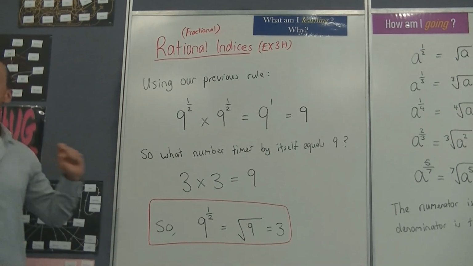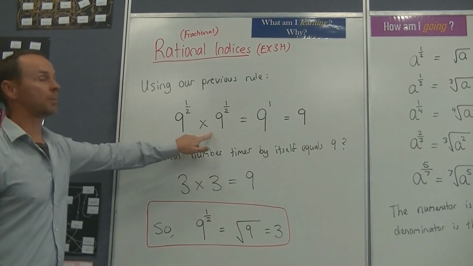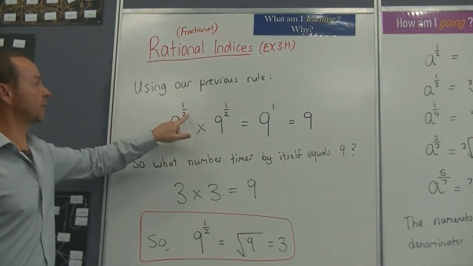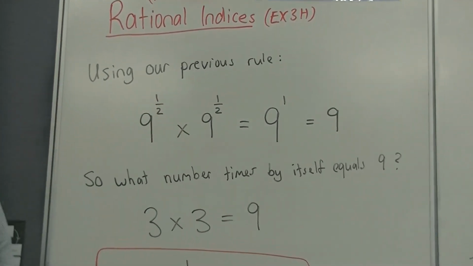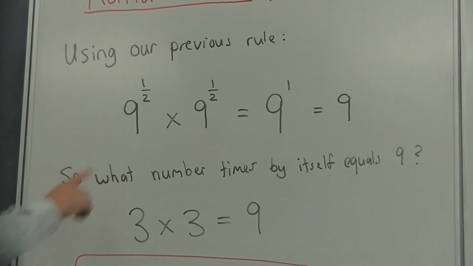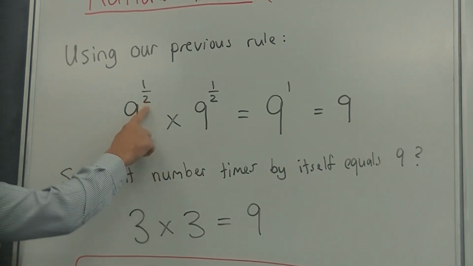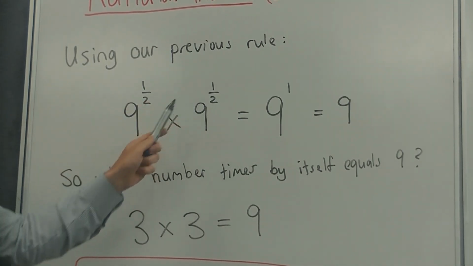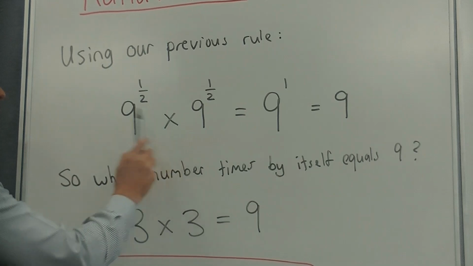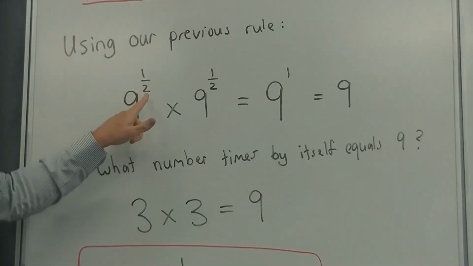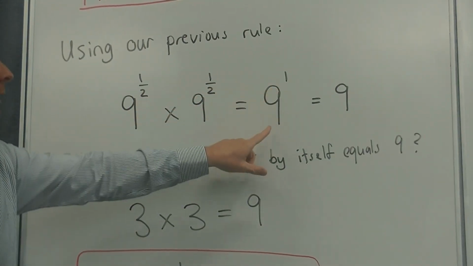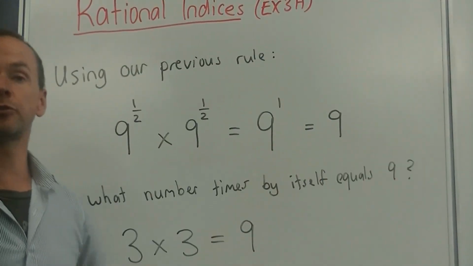So, if you remember our first rule, when you're multiplying with the same base, what you do with the powers? You add them together. So that was from our previous rule. So in this case, if we've got 9 to the power of a half, times by 9 to the power of a half, same base, multiply, you add the powers together. So a half plus a half is 1. So our answer is 9 to the power of 1, which is just 9.